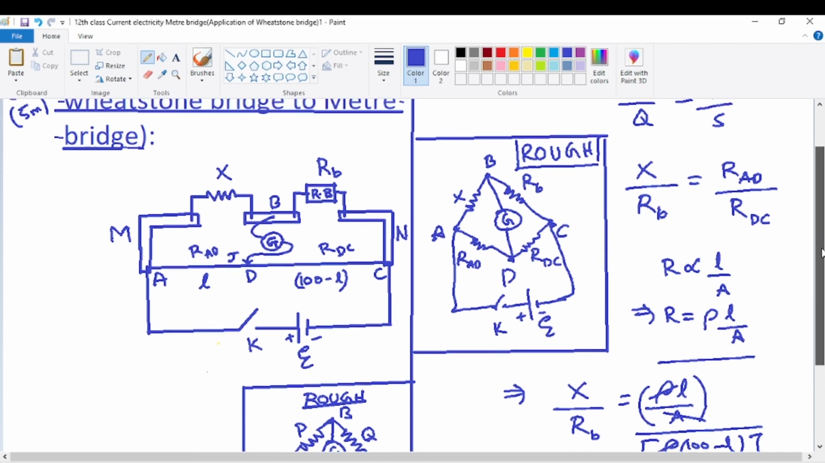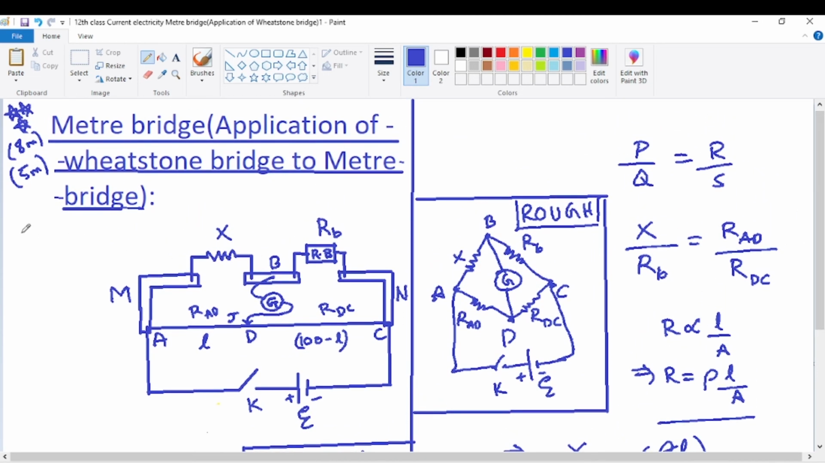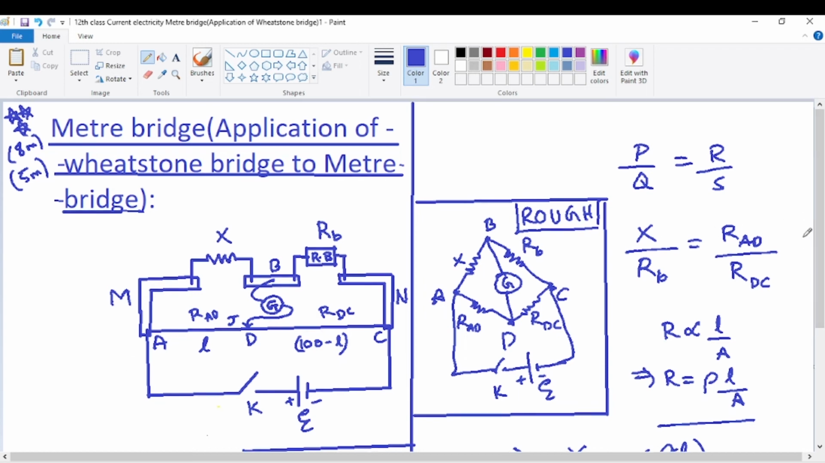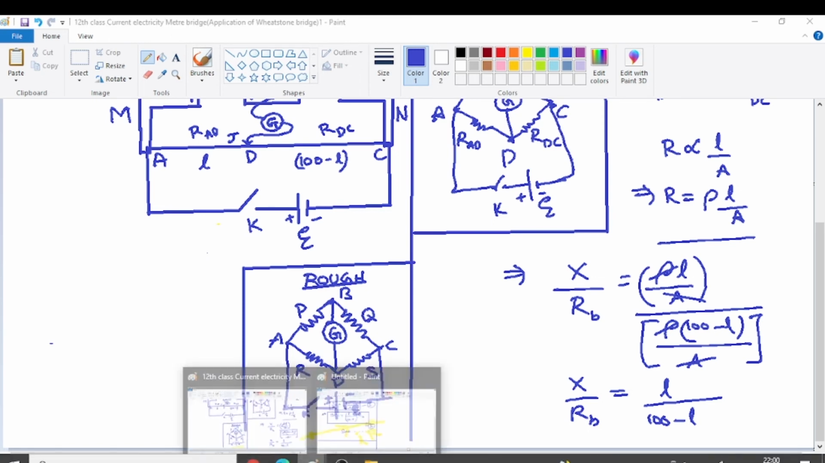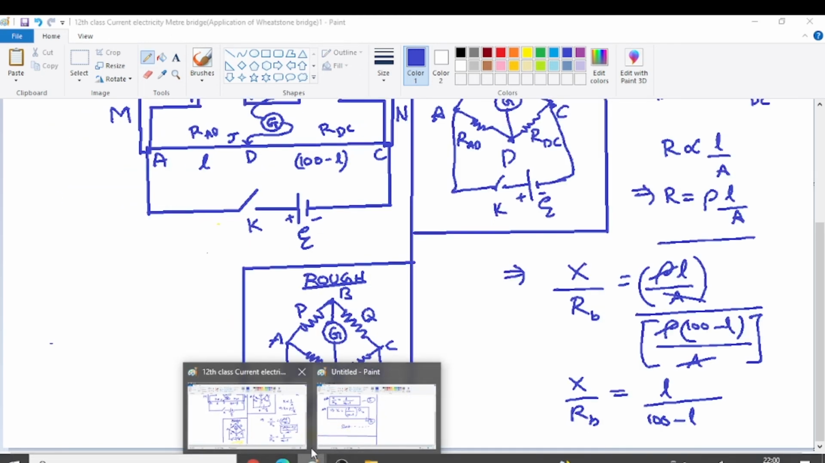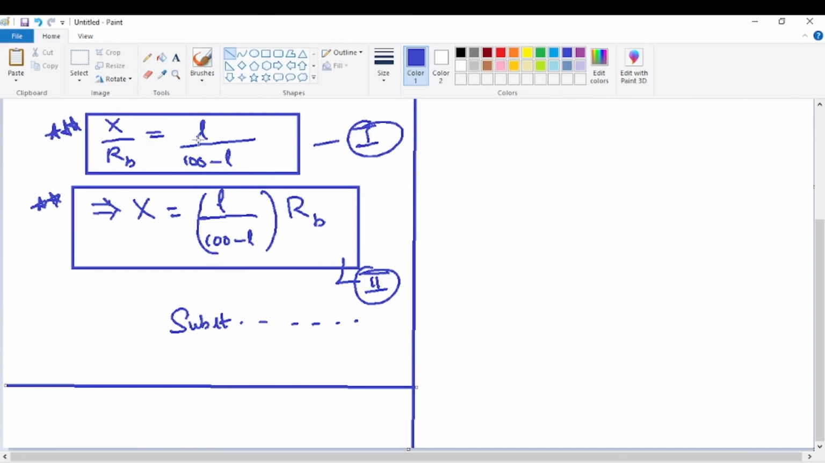In the exam, just a simple explanation will be there, then construction, next working, and the derivation or theory starts from here. In just 2 or 3 steps we get the final result: X by RB is equal to L by 100 minus L. This is the final formula which I copied and pasted on the next page. From that, the final step can also be done, but the final step is not much important, because the previous step is much easier to remember. Once that is remembered, this can also be written then and there. So this is the completion of the experiment.